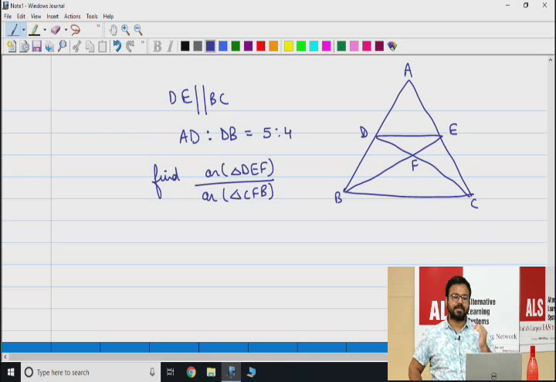First of all, think which triangle we have to take and how we can relate the sides. If we have to find the ratio of the area, we have to find the ratio of the sides, and then we have to square it. So think in that way. Sonu, is this making sense?